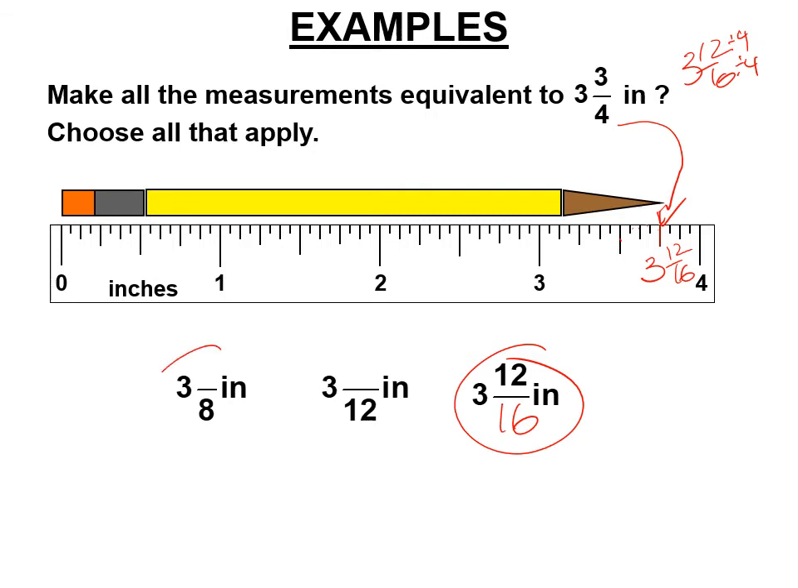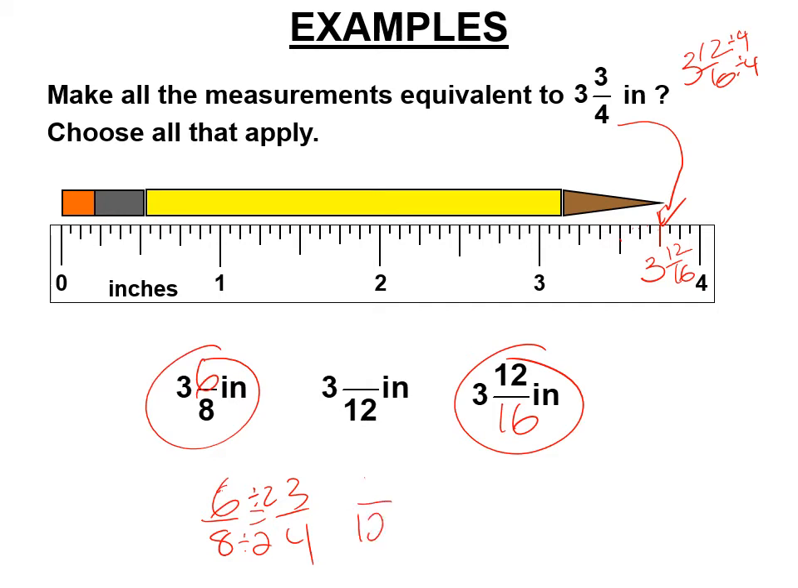Now, what else makes 3 and 3/4? So let's do this one. We can ignore the 3. Blank over 8 equals 3/4, right? Oh, 6. So 3 and 6/8 is also equal to 3 and 3/4.